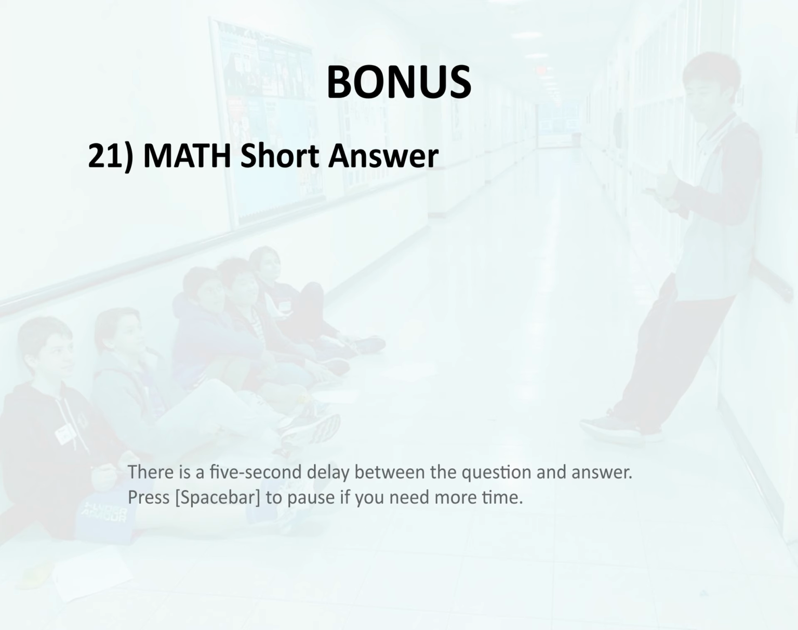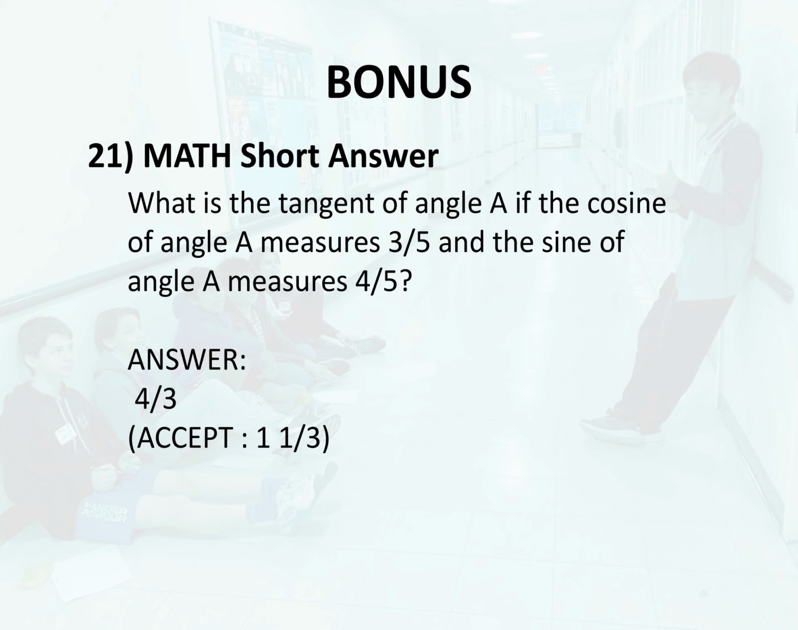Bonus 21. Math. Short answer. What is the tangent of angle A if the cosine of angle A measures 3 over 5 and the sine of angle A measures 4 over 5? Answer, 4 over 3.